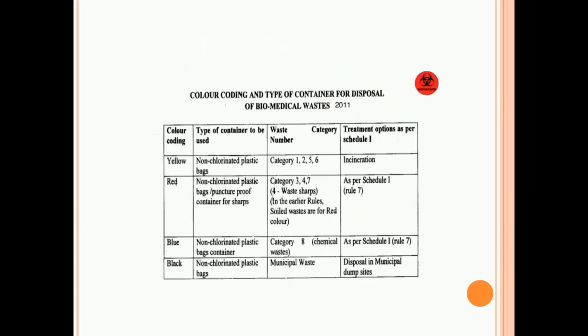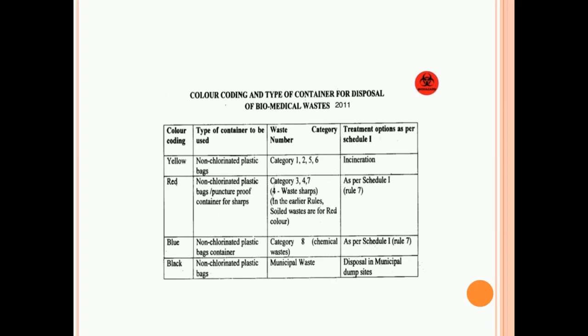So this is the color coding system that I was highlighting. You can see there is yellow, red, blue, black. These are the color coding systems, and based on that, what type of containers should be used for storing this kind of biomedical waste, and the waste category numbers. For more detail about this, you can just Google the biomedical waste management rules. There you will get details about what category 1, 2, 5, 6 are, and what kind of material can be stored in the yellow bin, and what can be stored in the red bin. You will get more information in the biomedical rules, but here you can just have an idea that there is a categorization, and based on that the waste is segregated.